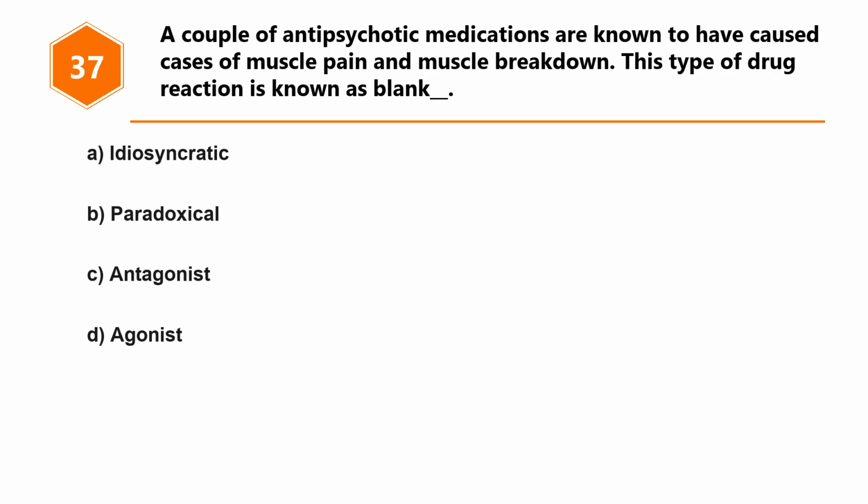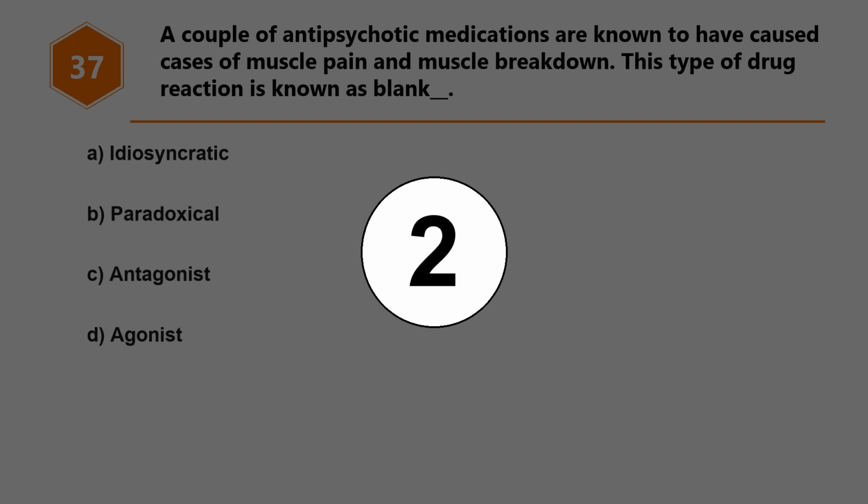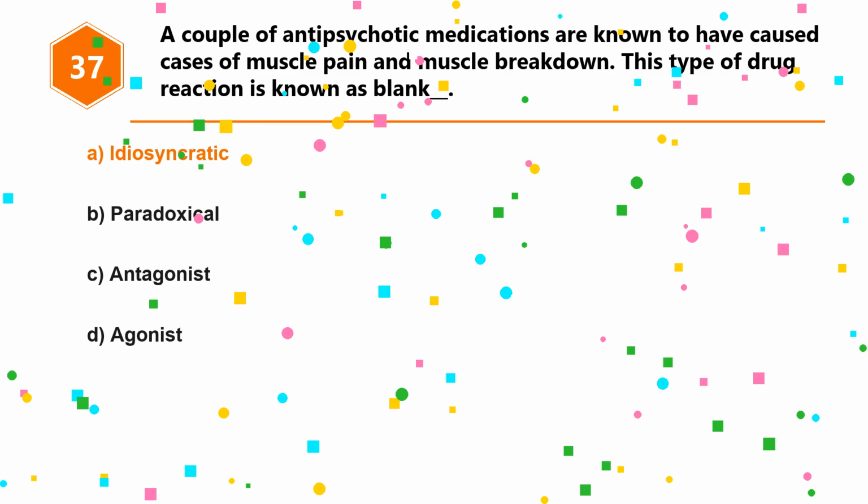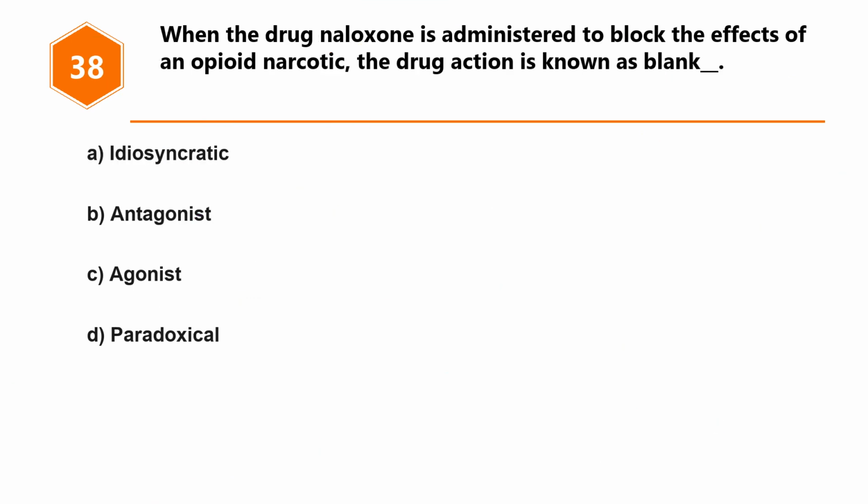Question 37. A couple of antipsychotic medications are known to have caused cases of muscle pain and muscle breakdown. This type of drug reaction is known as blank. Option A. Idiosyncratic. Option B. Paradoxical. Option C. Antagonist. Option D. Agonist. The correct answer is option A. Idiosyncratic.